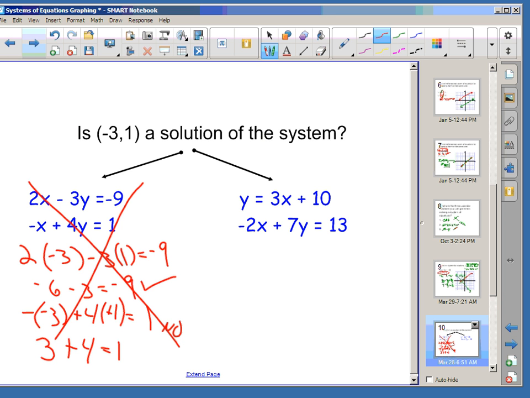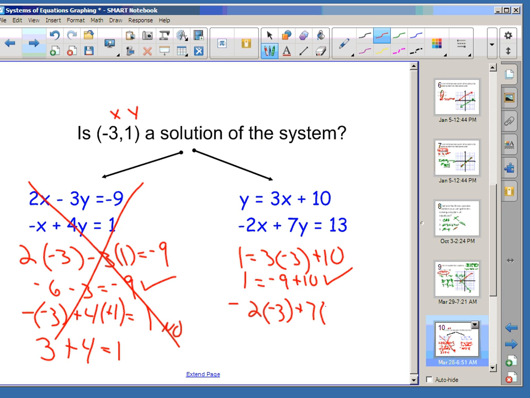All right, so check, is it a solution to this one? Again, this is your x, this is your y. Is 1 equal to 3 times negative 3 plus 10? So is 1 equal to negative 9 plus 10? Sure it is. Okay, and then now let's check it in the other one. Is negative 2 times negative 3 plus 7 times 1, does that equal 13? So 6 plus 7, does that equal 13? Yes, it does. So to check to see if the point's a solution, you need to put it back in and see if it makes them both true.